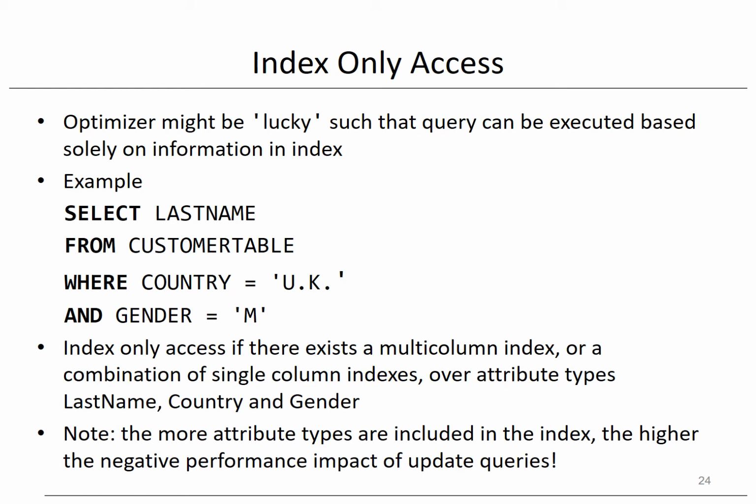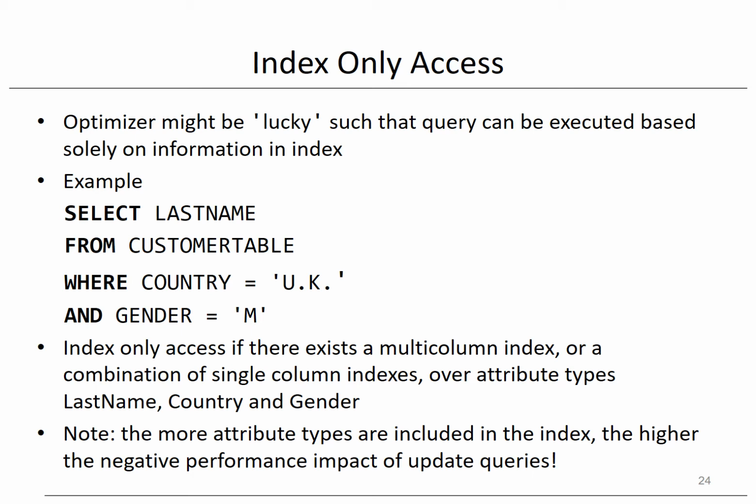In some cases, the optimizer might be extremely lucky in the sense that the query can be executed entirely without accessing the data files, based solely on information in the index. In that case, not only the attribute types used in a search key should be indexed, but also the attribute types that occur in the query select clause. For example, consider the following query: select last name from customer table where country equals UK and gender equals M.